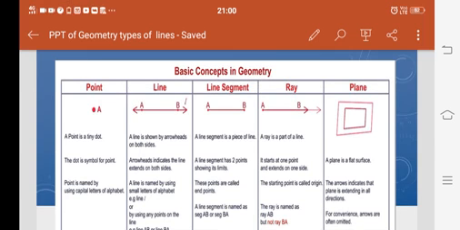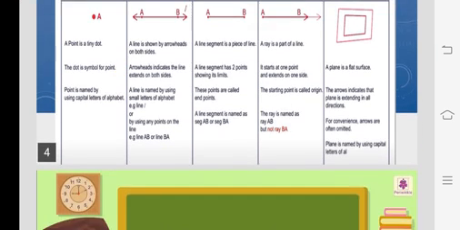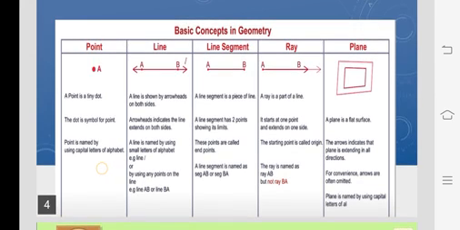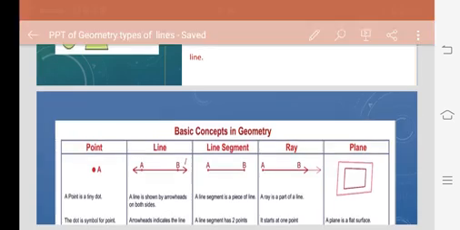Ray. In the figure you can see a ray has 1 arrow and 1 full stop. It is also a part of a line. It starts from the point A and goes endlessly in the direction of B. The starting point is called the origin or initial point. The ray is named as ray AB, not ray BA, because we write the name of a ray from the starting point.